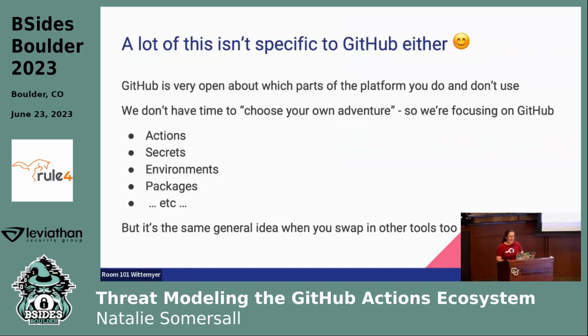And most of this is not specific to GitHub. And what I mean by this is GitHub is super duper open about which parts of the platform you do and don't use. So if you don't want to use a particular part of the GitHub platform, like that's cool. Here's the API if you want to integrate something else with it. But we don't have time to choose your own adventure. So we're going to focus on GitHub Actions, GitHub's built-in secret store called GitHub Secrets, GitHub Environments, which is how you would segregate like development, testing, production, et cetera, and GitHub Packages. But it's the same general idea when you swap in other tools too. So you should be able to kind of copy, paste, and mix and match as much as you need to.